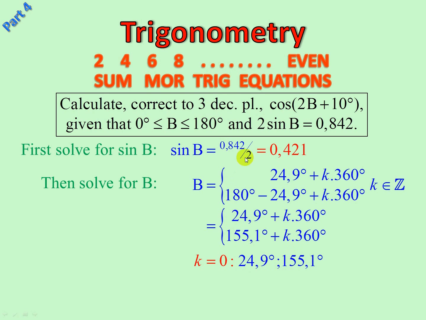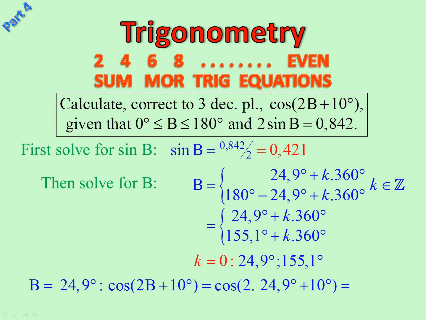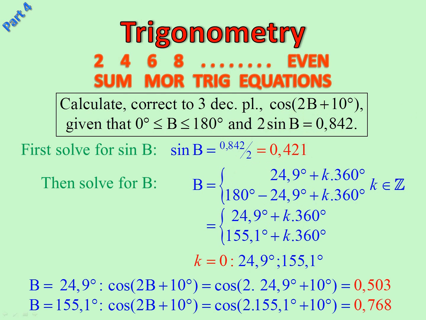Now, I have to take that in and substitute for b and find cos. So, b equals that. There we are. And b equals 155.1. Substitute into the original. There we are.